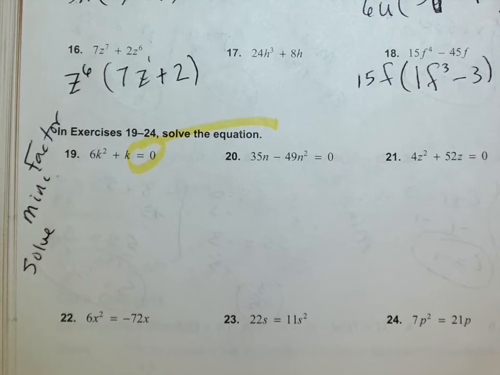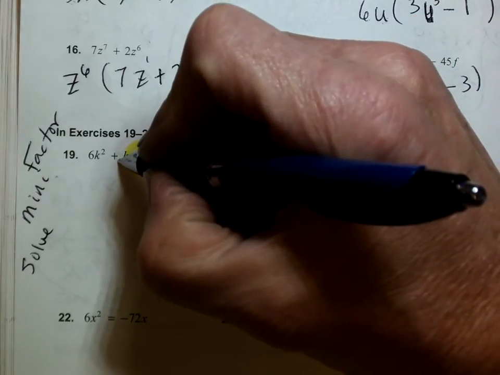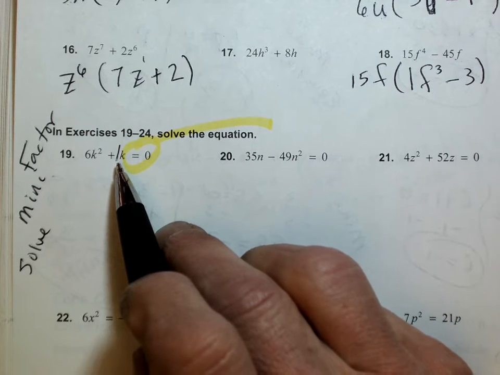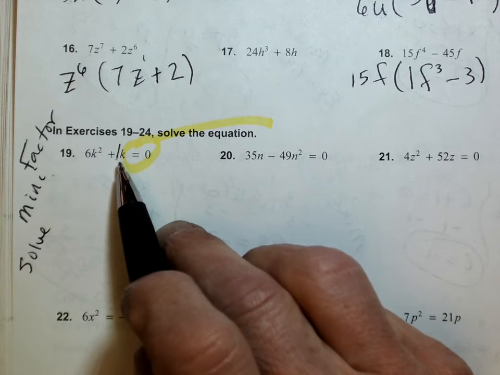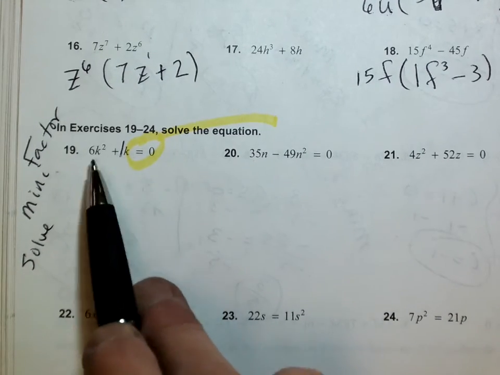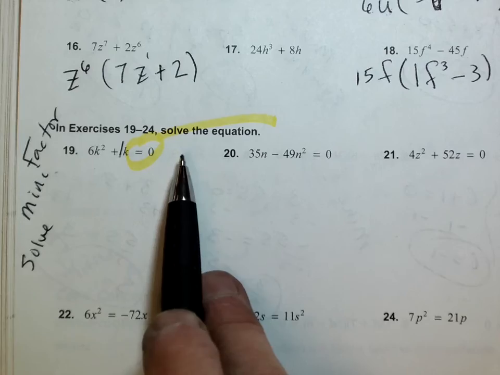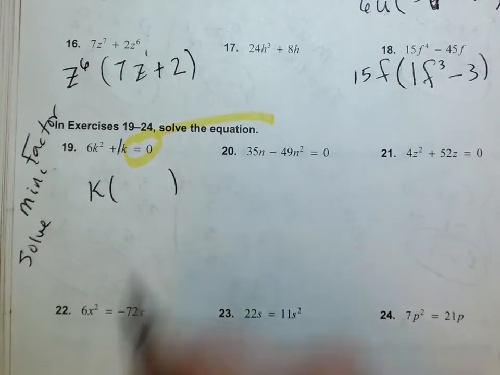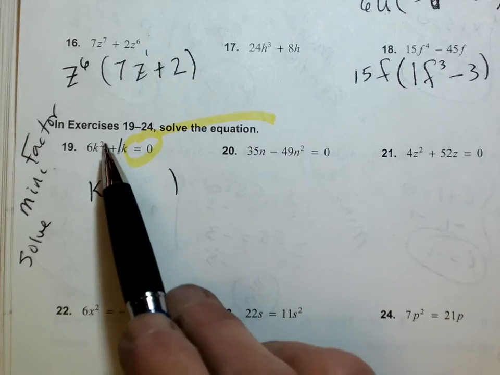Okay, now before we even do this problem, I'm going to help us all out. I'm going to write a 1 right there because it's going to help me out later, okay? Everybody put a 1 right there. So let's factor. What do these two terms have in common? A k, right? Good.